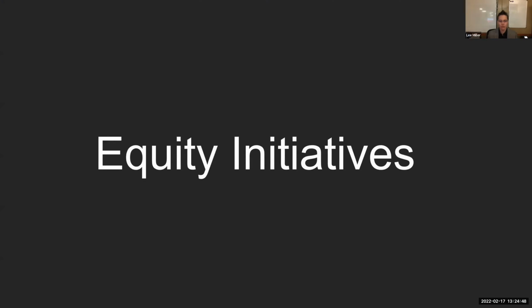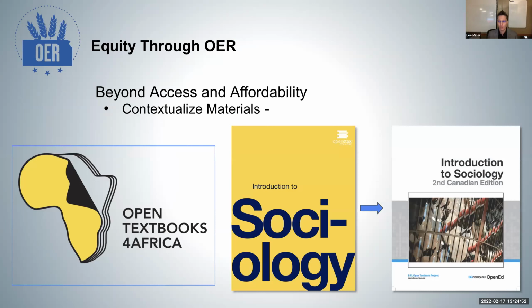And so with that, we're moving on into the equity initiative conversation. That's just where we parallel beyond access and affordability, and how this can literally be integrated to further equity initiatives. And these are just two examples. The first one is Open Textbooks for Africa.